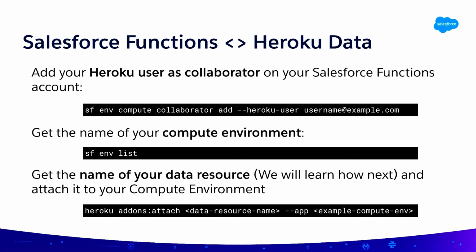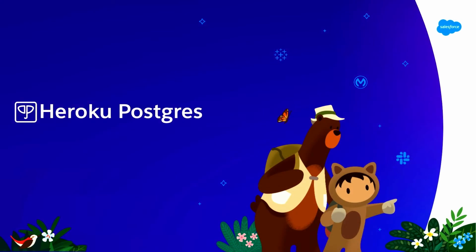Then we use the Heroku CLI, since Heroku is the owner of the data resources, to attach those. We attach the name of the data resource, which could be either Postgres, Redis, or Apache Kafka, to the name of my compute environment. And now all of the variables are going to be transferred automatically. If something changes in my Heroku configuration, it's going to be updated in our compute environment as well, so we don't need to do the process manually every time we change the resource. Let's take a look at how we do this in Heroku Postgres.